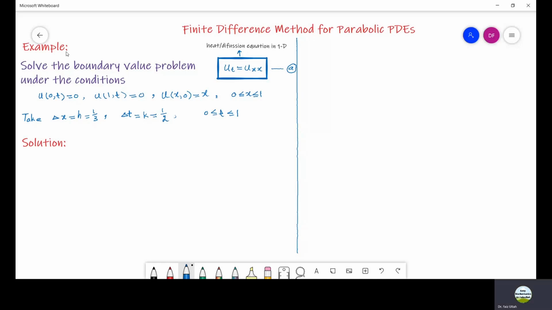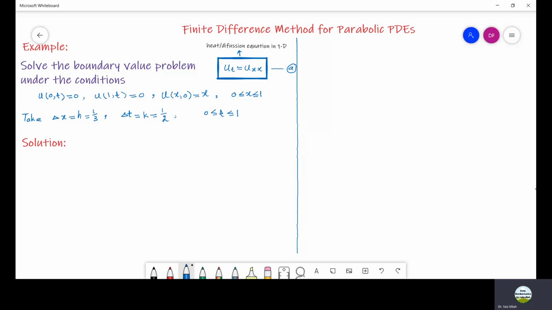We solve this example to explain the finite difference method for parabolic partial differential equations. We are given a one-dimensional heat equation, and these are the boundary conditions. We take h is equal to 1 over 3 and k is equal to 1 over 2.